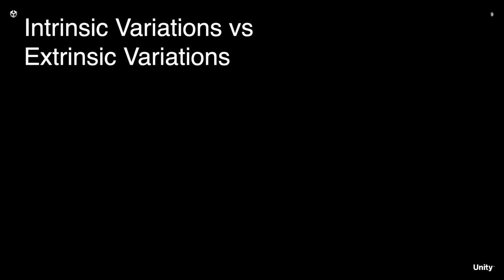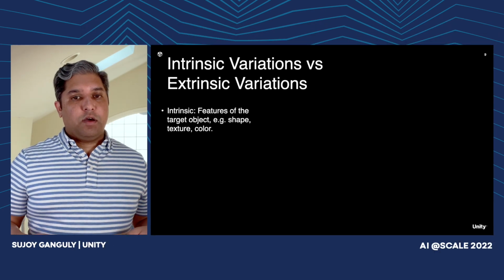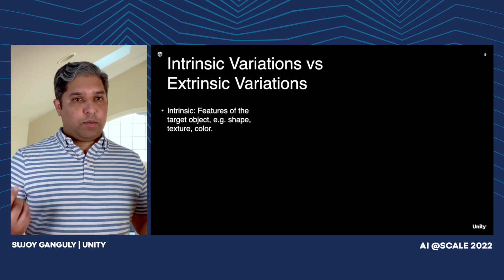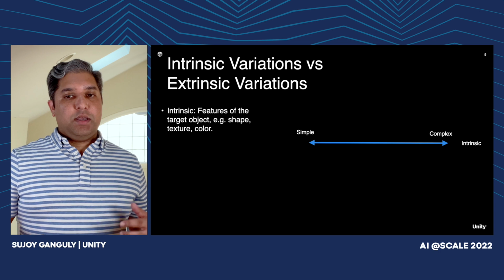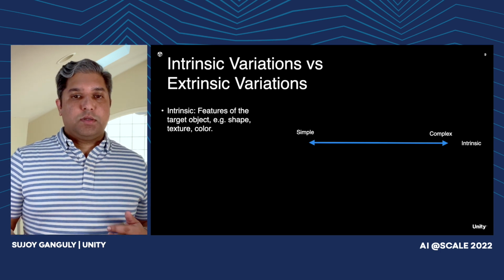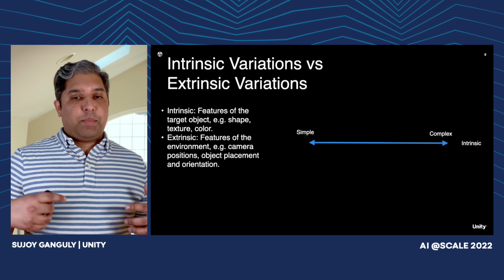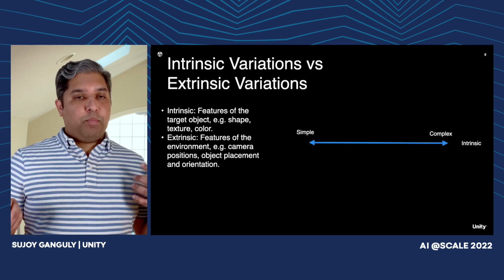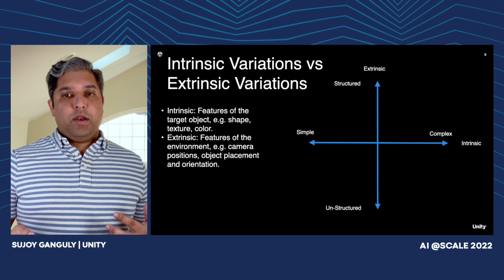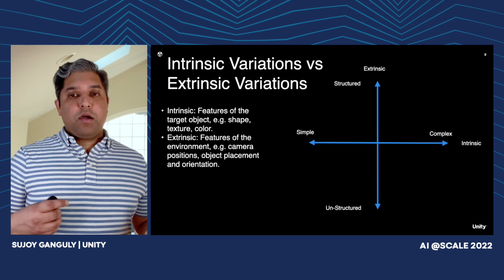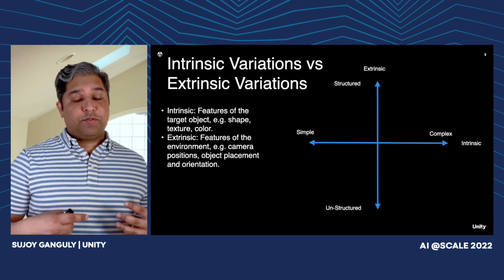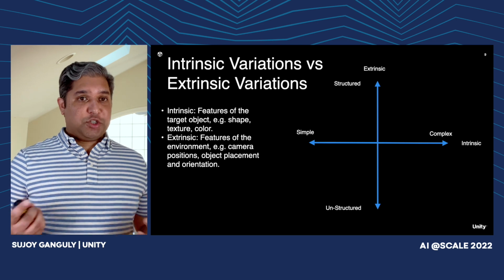Typically, we break these variations into two categories: the intrinsic variations and the extrinsic variations. The intrinsic variations you can think of as features of your target object in an object detection task. So their shape, texture, color. And they can be simple or complex variations. Extrinsic variations are things about the environment or the camera or placement and orientation of objects, and are often thought about as unstructured versus structured. Now, depending on the problem that you have, you may live in a different part of this variation space.